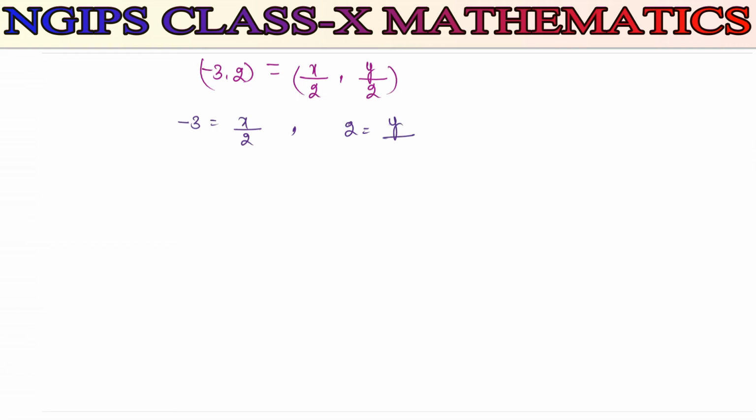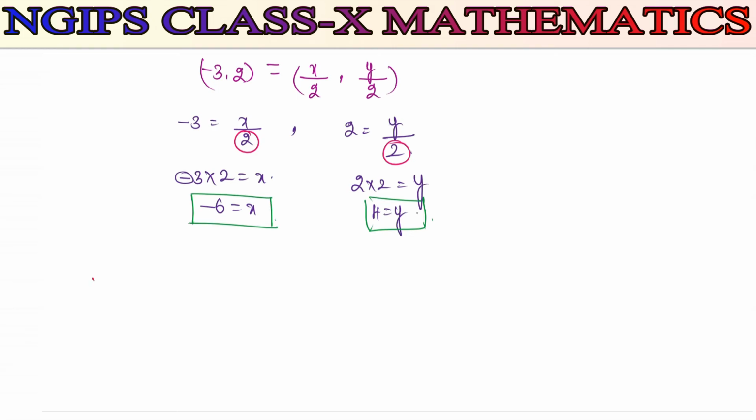When you shift this 2 to the opposite side, division becomes multiplication. So minus 3 into 2 is equal to x. 2 3s are 6, and we have the negative sign here, so you will get minus 6 is equal to x. Same here, when you shift this division 2 to the opposite side, it becomes multiplication. So 2 into 2 is equal to y. 2 2s are 4, so 4 is equal to y.